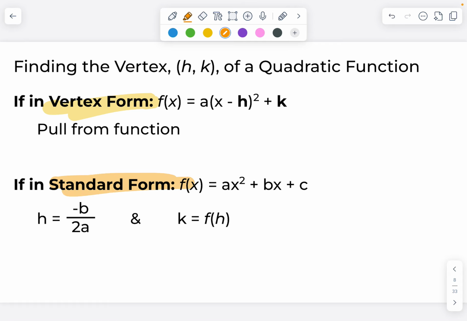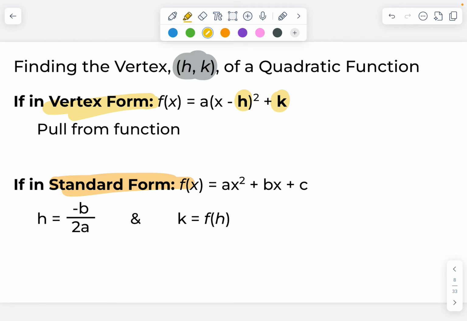Depending on the form of the equation I'm given will depend on how I find the vertex. For vertex form, it's really easy. Notice my vertex, I write as the coordinate pair (h, k). For vertex form, I just pull out the values h and k from the function itself. So I can just pull it straight from the function, and then I can jump right into graphing. For standard form, I have a little bit of work I have to do.